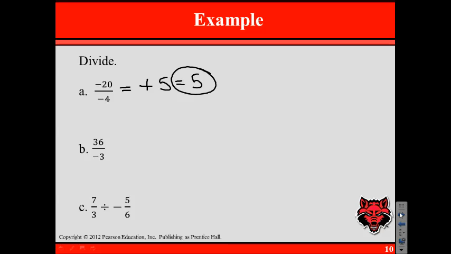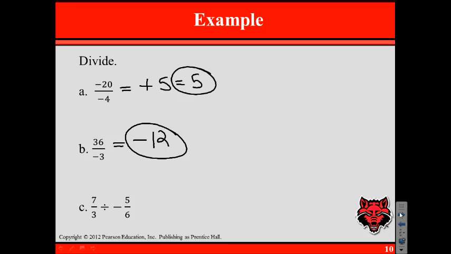For example B, we have positive 36 divided by negative 3. Because these values have different signs, the quotient, the result, will be a negative value. We then divide the magnitudes. 36 divided by 3 is 12. So the answer for 36 divided by negative 3 is negative 12.